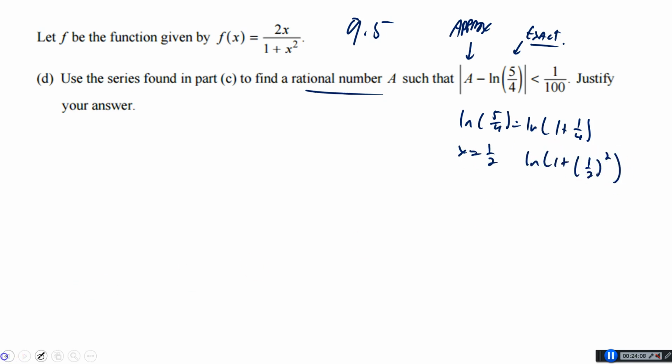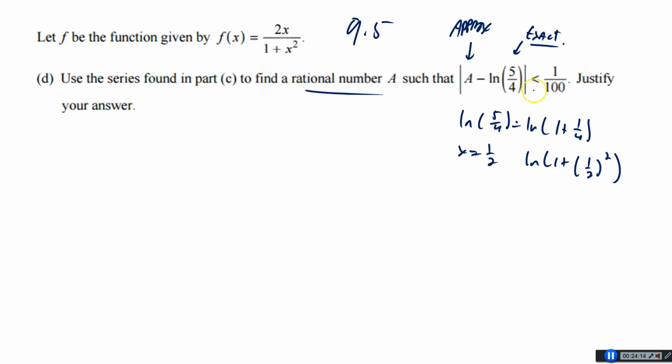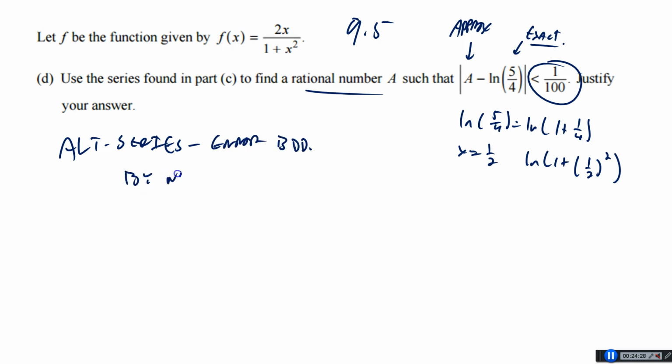So what they really want us to do here is to use the series. They want us to see how many terms we have to use in order to make sure that the error is less than 1 over 100. So we can just start guessing the number of terms. It's an alternating series. They often do this with alternating series because it's easy. That means the error is bounded by the next term.